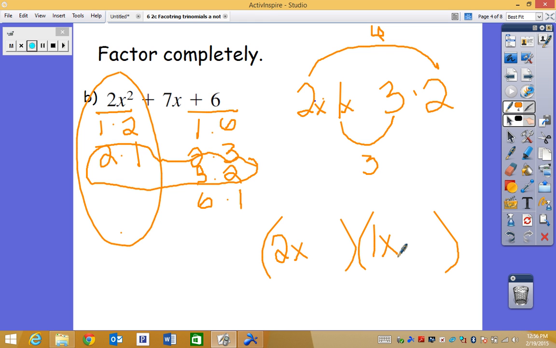Another way to think about it is my outside numbers have to multiply together to give me 4. So the 2x, and that means the 2 has to go here because those outsides have to give me 4. And then my inside numbers have to give me 3. I already have a 1x, so this has to be plus 3, because these had to give me 3 so that they add up to 7. So then my final answer is 2x plus 3 and 1x plus 2.